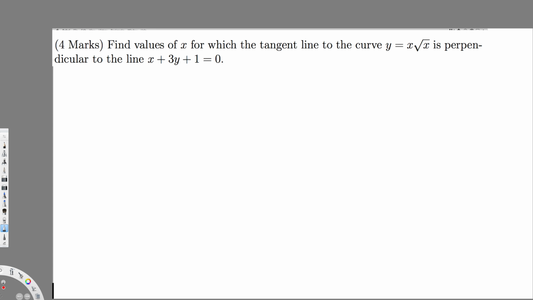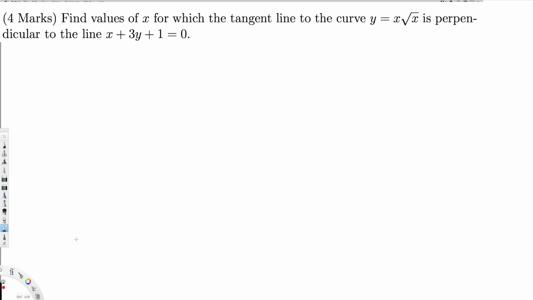Guys, we have this question right here. It's asking: find the value of x for which the tangent line to the curve y equals x root x is perpendicular to the line x plus 3y plus 1 equals 0. So before we approach this question, we have to know one thing, that is the tangent relations.